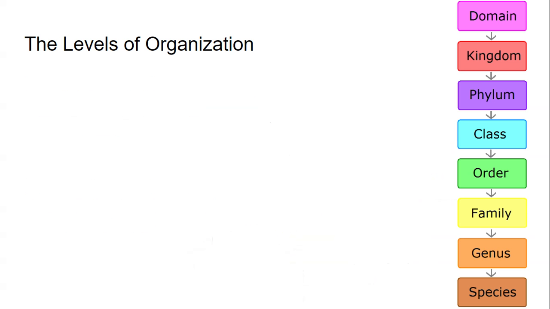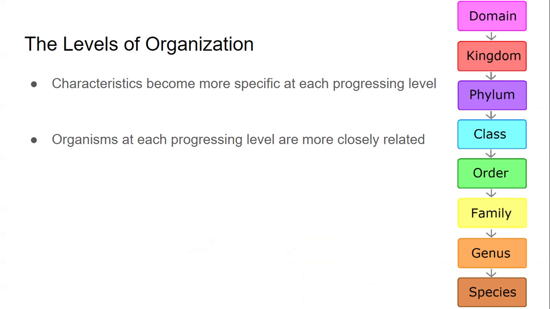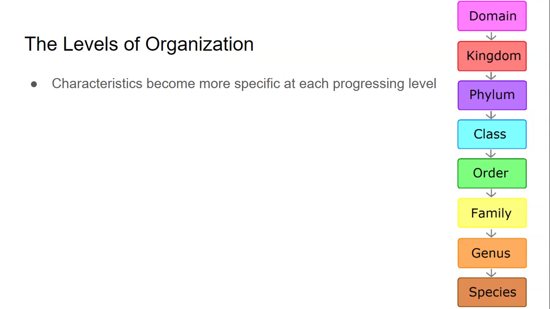So when we have the levels of organization, we know that the characteristics become more specific at each progressing level. What that means is that species are more similarly related down here in these levels than they are up here. Within the domain, humans are actually in the exact same domain as plants and fungi. While we share some characteristics, there's not a whole lot that we share that is the same. When you get down to species, it is only humans.